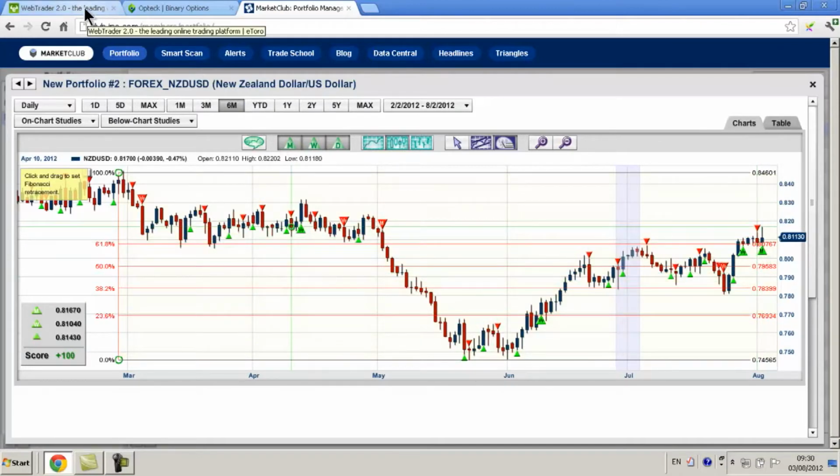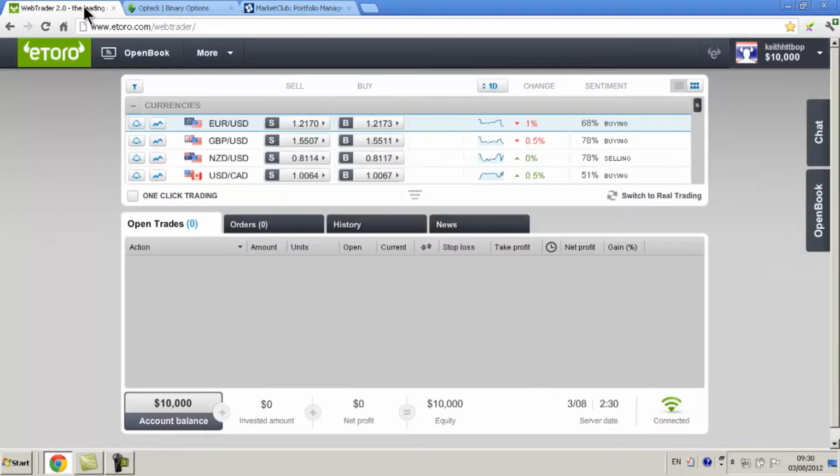Now, we go straight to our web trader. So we signed in with our eToro. I've opened a new trading account here. So New Zealand dollar USD, there it is there. We want to buy it. Over here, people are selling it. Don't worry about these people. There's a thing on there called copy trader. Don't do that. So we want to buy it.